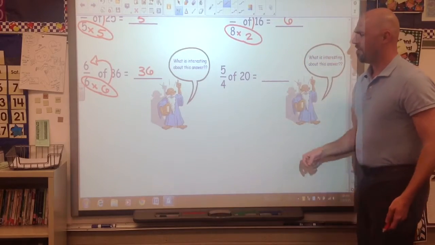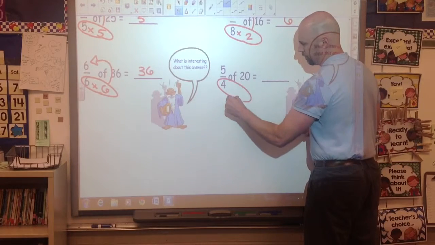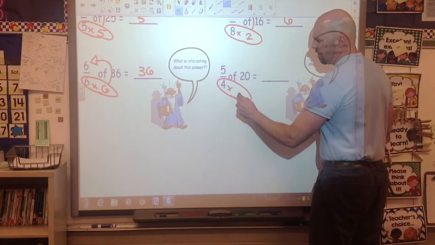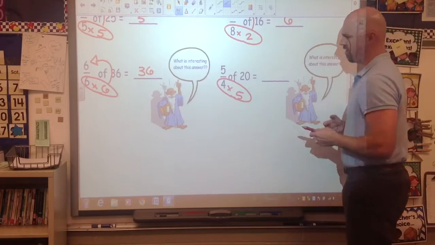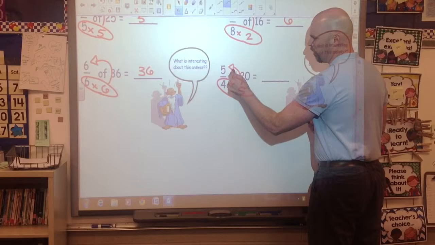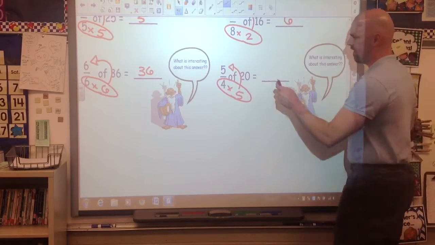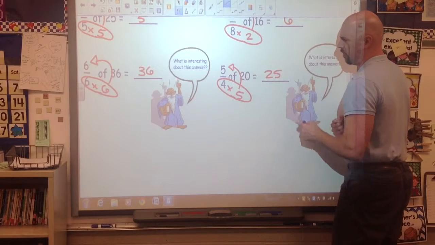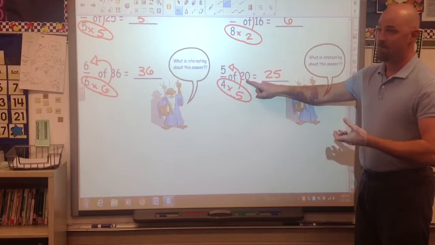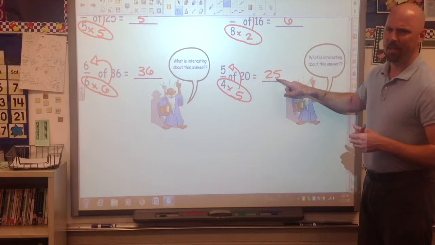Our next one, 5/4 of 20. Let's use our same trick. 4 times something gives me a 20. 4 times 5. And how many 5's do we care about? We care about 5 of them. Well, 5 times 5, 5 groups of 5 then, is going to be 25. What's interesting here? Well, this is our whole group. We have 20 apples, 20 pies, whatever. We're going to eat 25 of them. How does that make sense?